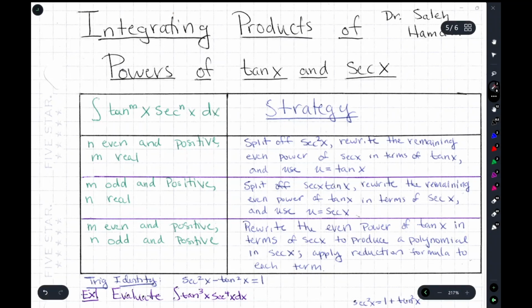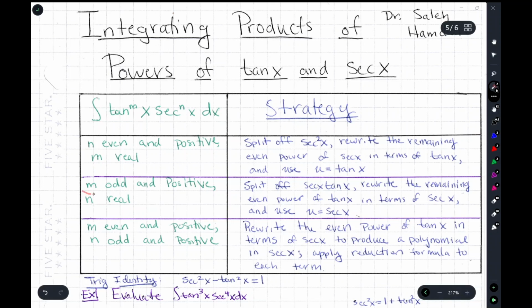Let's talk about integrating products of powers of tan x and secant x. So the general expression will look like this, and you could see here if n is even and positive and m is any real number, the strategy here is to split off a secant squared and rewrite the remaining even power of secant x in terms of tan x, okay, and then use u substitution.